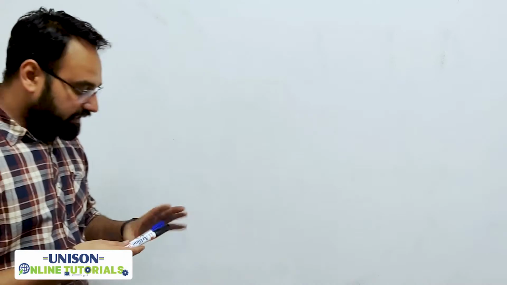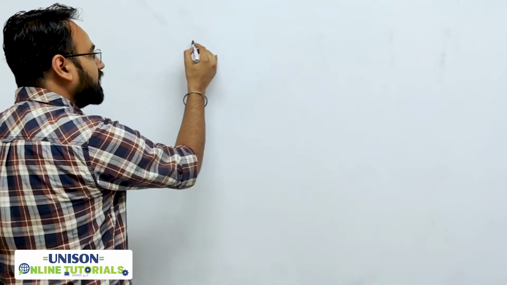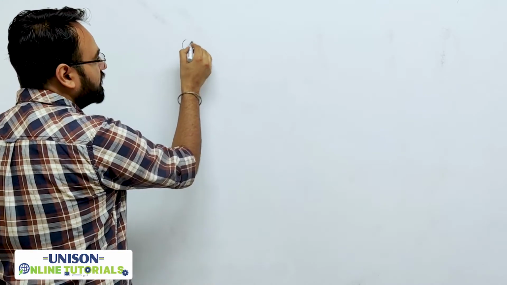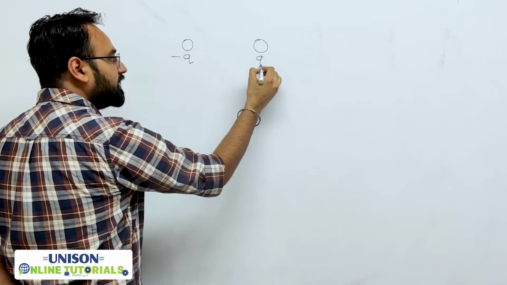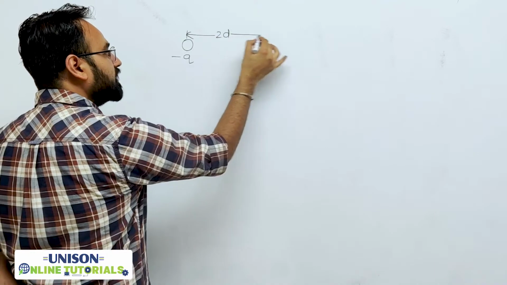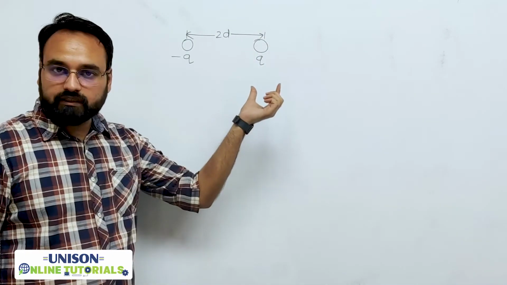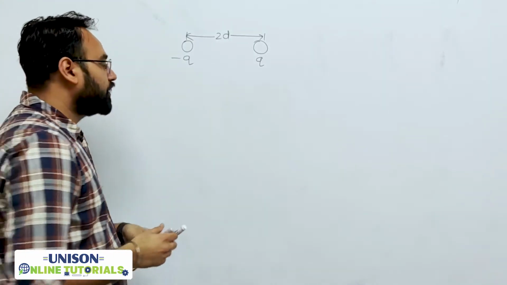So welcome students, let's see about electric dipole. So what do you mean by electric dipole? Electric dipole is nothing but two charges of equal and opposite magnitude separated by a small distance. The configuration of equal and opposite charges separated by a small distance is nothing but an electric dipole.